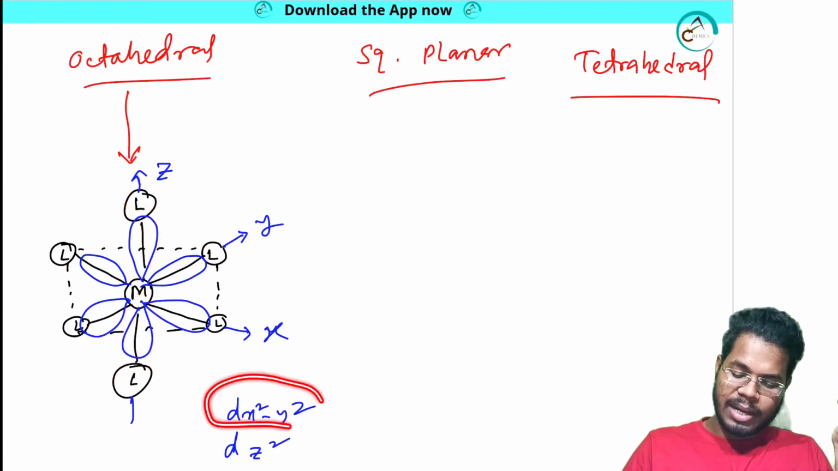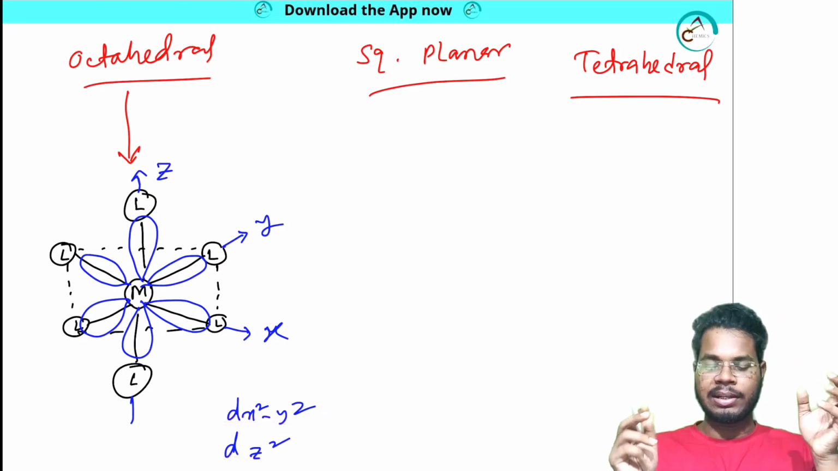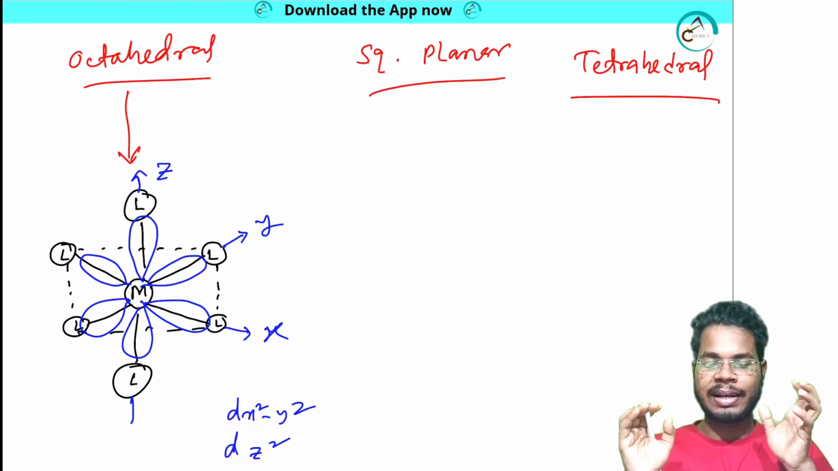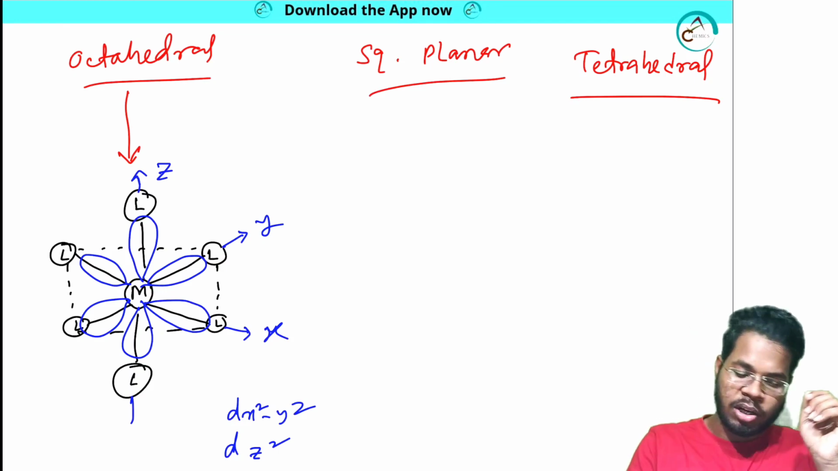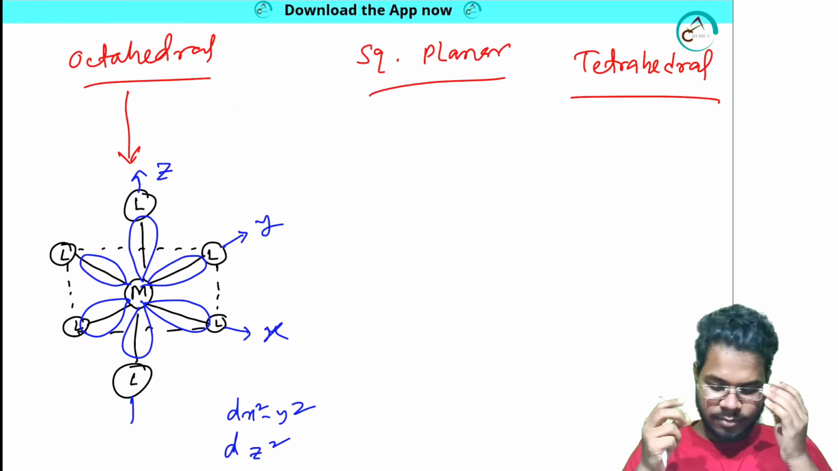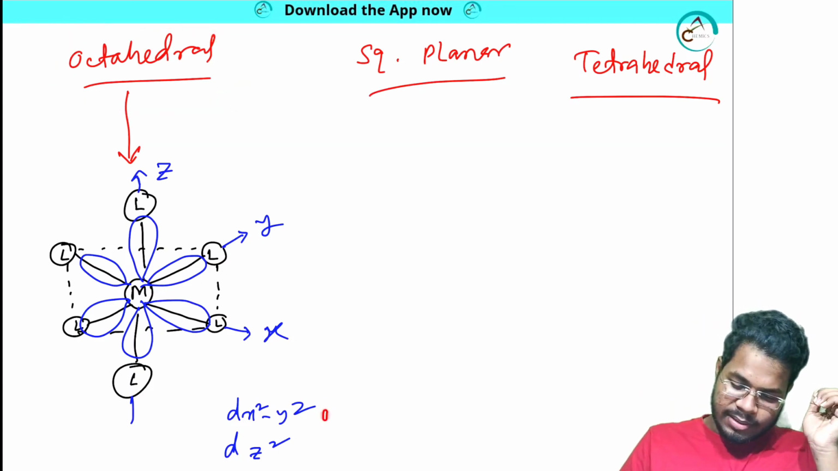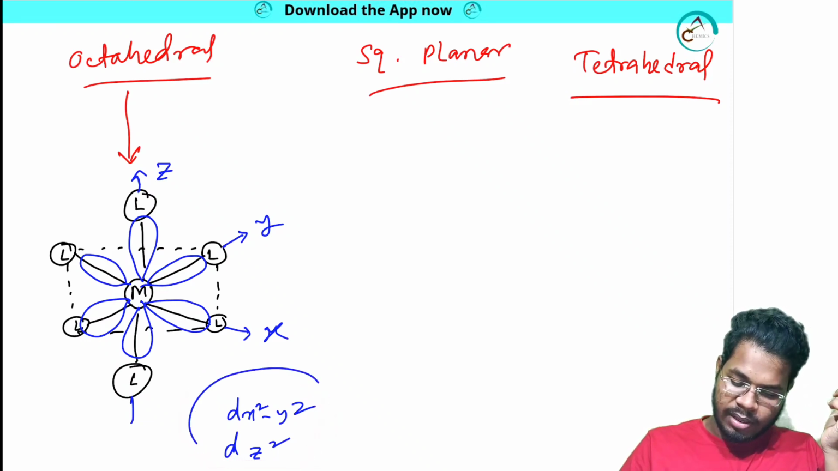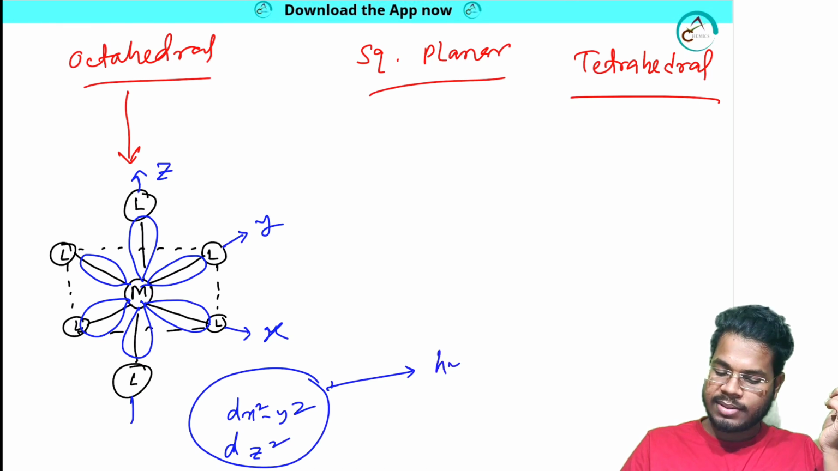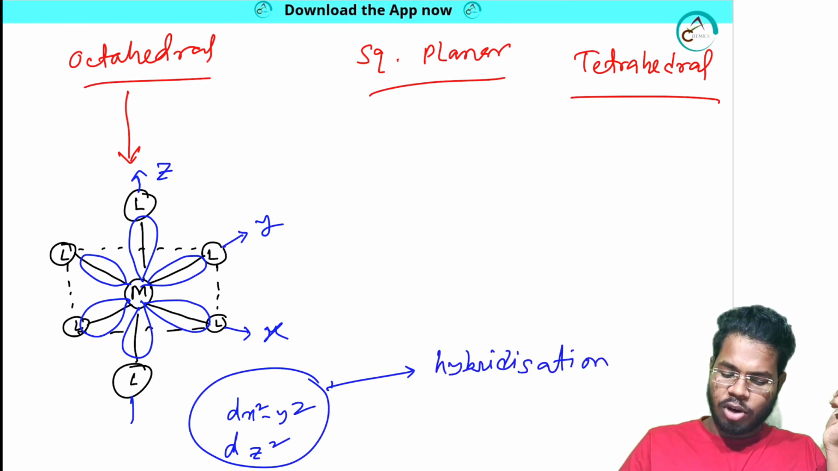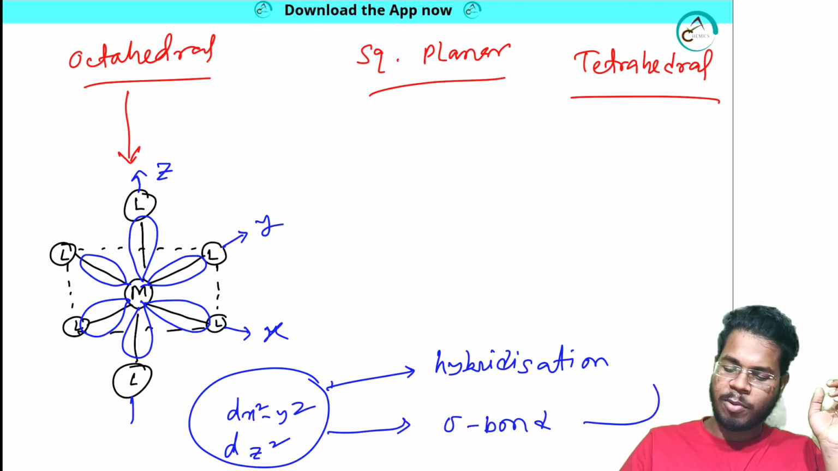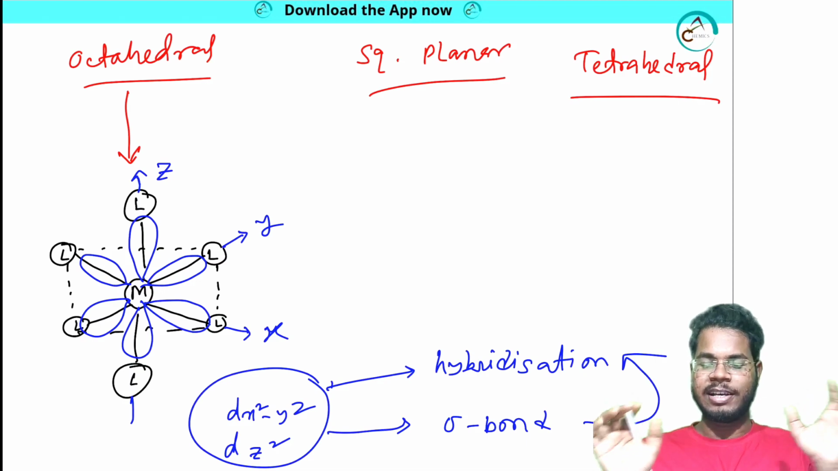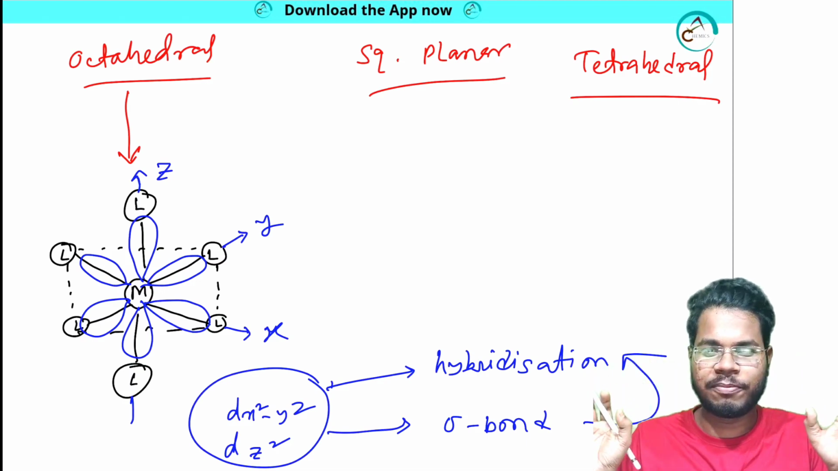So dx square minus y square and dz square are the orbitals of metal which are directly interacting with the ligands in octahedral complex. Clear? So that means these orbitals will participate in hybridization, we can say, or these orbitals' interaction with ligand will form sigma bond, and we know that sigma bond participates in hybridization. So all are fine, all are going perfect.